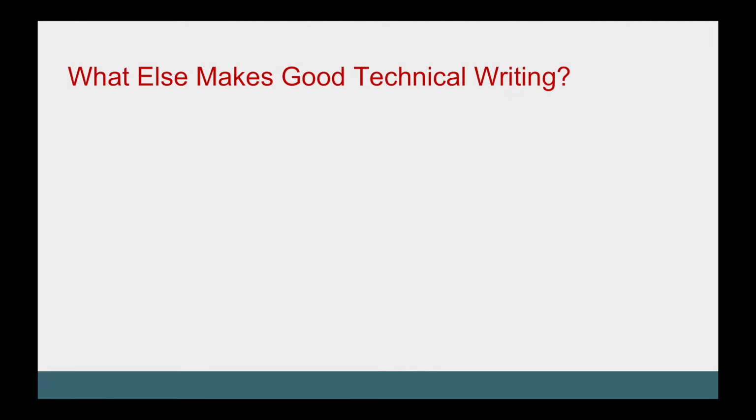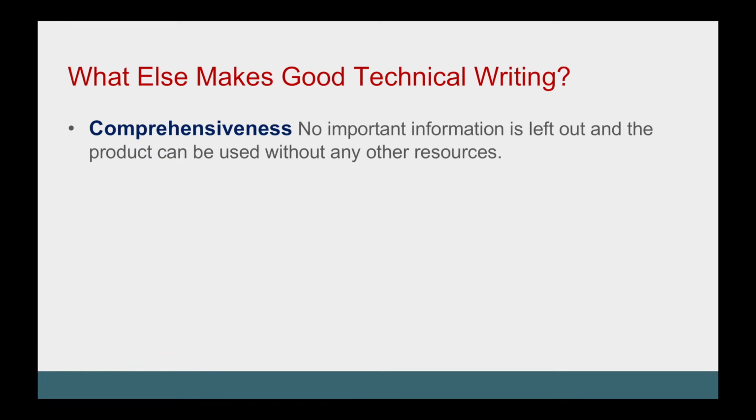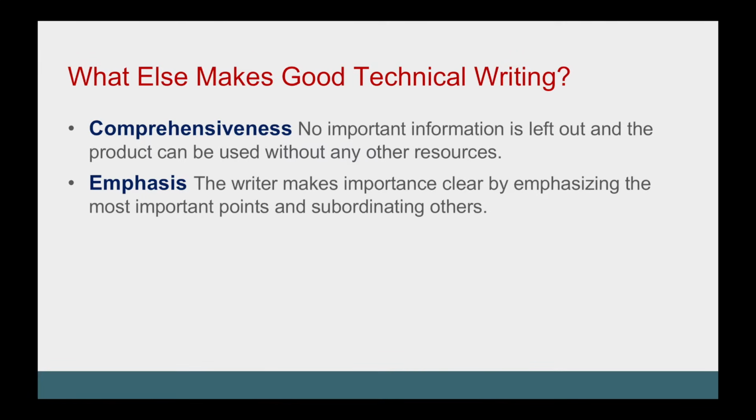We've talked about some of the rules of technical writing and even some of the writing rules that technical writing breaks. But what are some other characteristics of good technical writing? Comprehensiveness. Comprehensiveness of information keeps the reader from having to search for other sources of information. Emphasis. Carefully choosing to emphasize important points while subordinating others can also help the reader focus where it's needed.